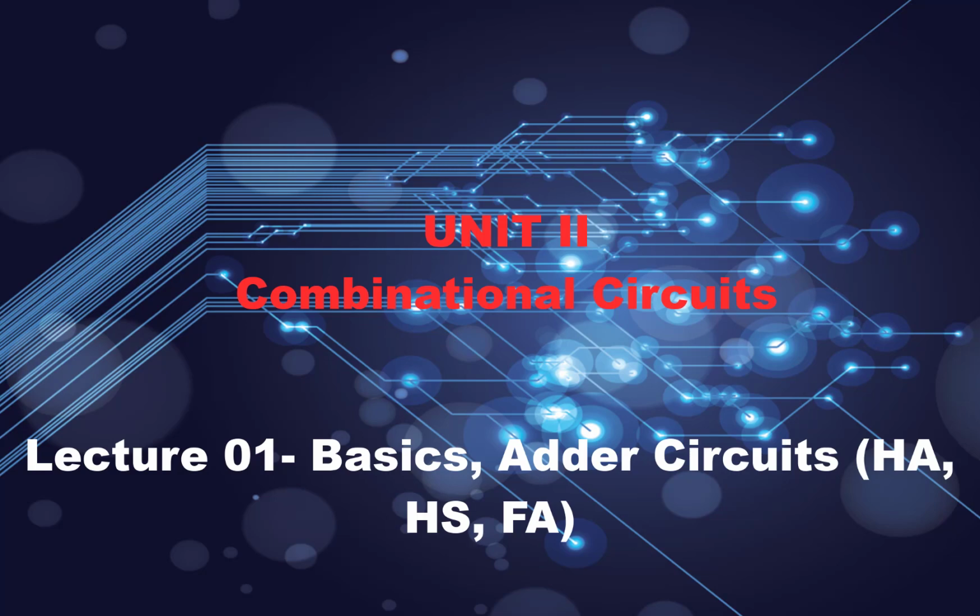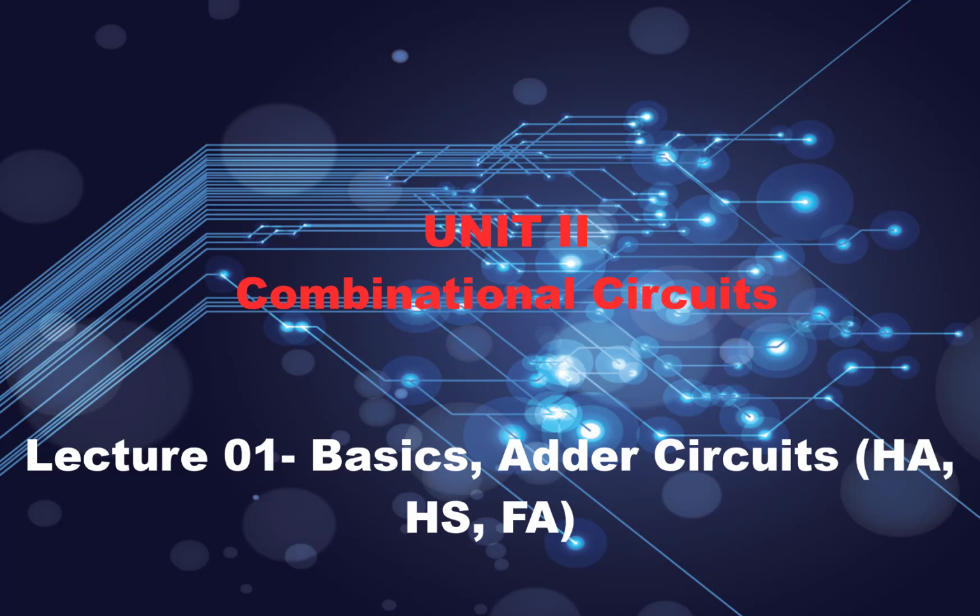While in sequential circuits memory is needed. Examples of sequential circuits are counters and registers, while examples of combinational circuits are adder, subtractor, multiplier, etc., multiplexer (mux), demultiplexer (demux), encoder, decoder, and so on. So these are examples of combinational circuits.